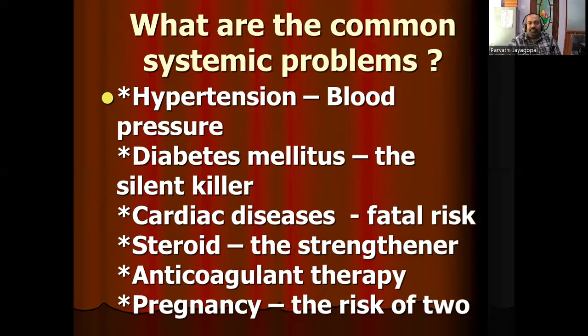What are the common systemic problems? As you know, most common is hypertension, or you call blood pressure. Diabetes mellitus, the silent killer. Of course, cardiac diseases, which has fatal risk. Steroids, the strengthener, but which immunocompromised the patient. Anticoagulant therapy, and pregnancy, as you know, always the risk of 2 lives.